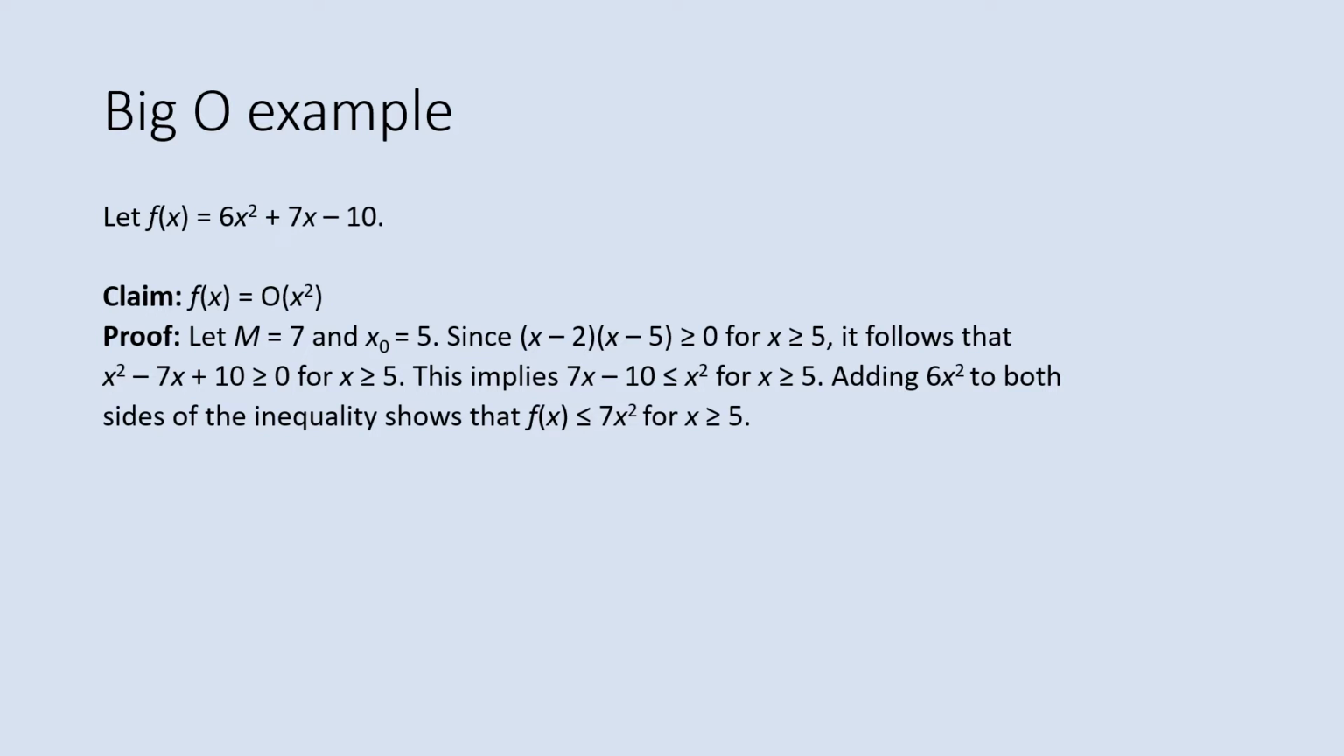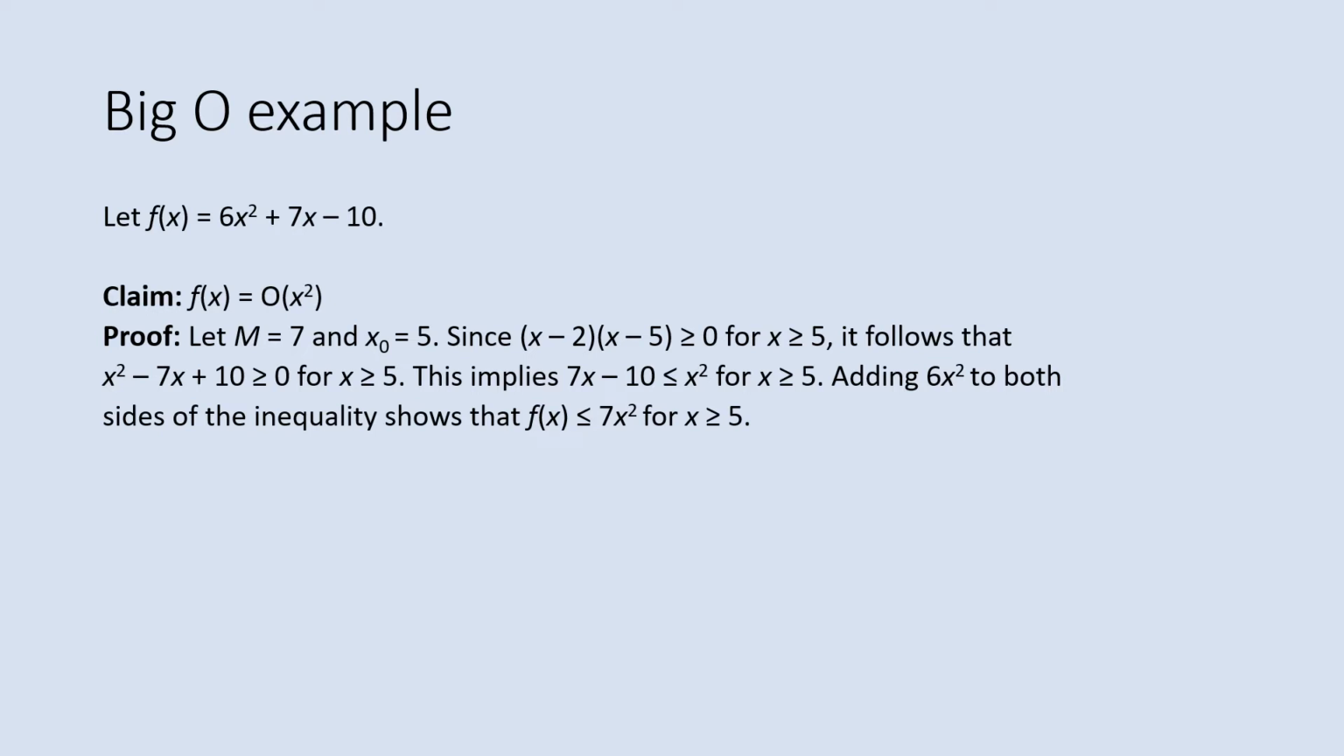You can easily confirm that. And so if we expand the left-hand side, then x squared minus 7x plus 10 is also greater than or equal to 0. Some algebra, and then adding 6x squared to both sides, and this shows that 6x squared plus 7x minus 10 is in fact less than or equal to 7x squared for all x greater than or equal to 5. And so we have our m and we have our x naught, so that f of x is bounded above by a multiple of x squared.